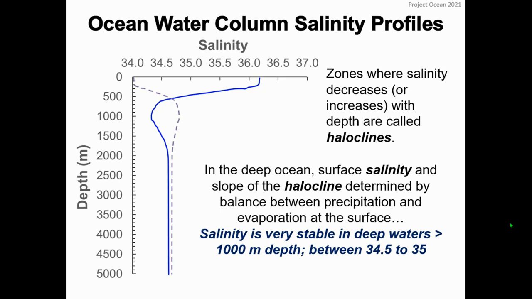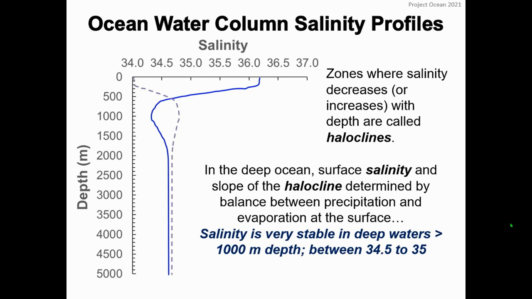So a zone where salinity decreases or increases with depth is called a halocline. Whenever you see that suffix cline, that means a change in something with depth. In the case of a halocline, halo is halide, and cline is a change in something with depth. So a halocline is a change in salt with depth, or a change in salinity with depth.